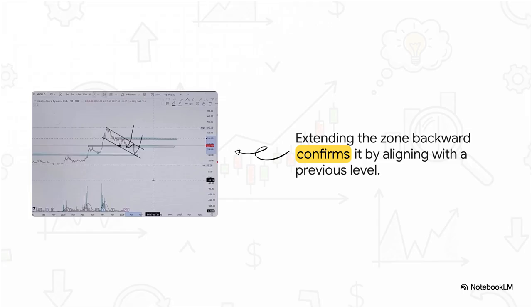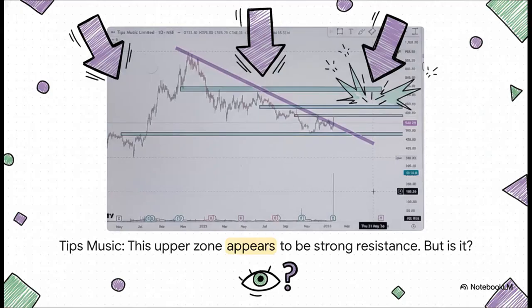Nope, it's a confirmed historically significant level. That is exactly the kind of validation we're talking about. All right, let's do another one. This time we'll look at a resistance zone.